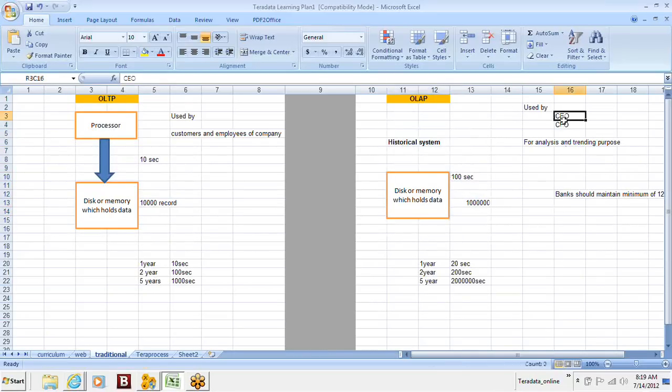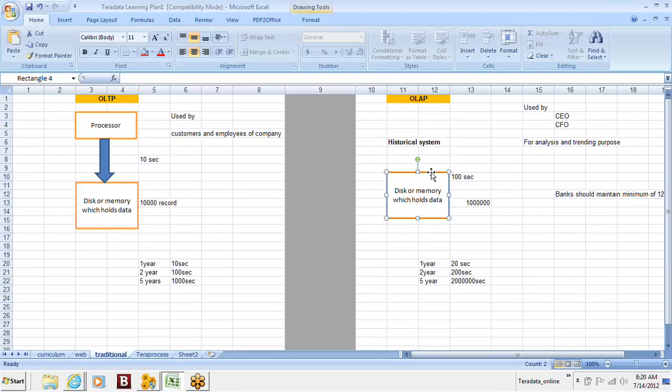The users are the executive users of the organization, such as CEOs, CFOs, CTOs, who are responsible for the critical decisions and for the growth of the business. So these people, the executive management, would use this analytical processing system to analyze the data, to see the trends, and to take the critical decisions whenever necessary to survive in the industry. So initially to survive, and then to increase the business.